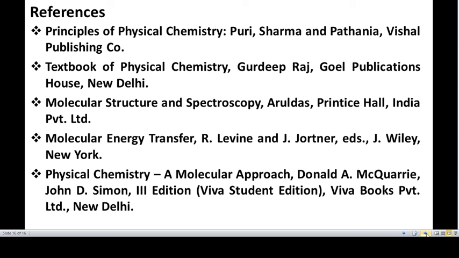You can go through these textbooks: Principles of Physical Chemistry by Puri, Sharma and Pathania, Textbook of Physical Chemistry by Gurudeep Raj, Molecular Structure and Spectroscopy by Aruldhas, Molecular Energy Transfer by Levine and Jortner, and Physical Chemistry: A Molecular Approach by Donald A. McQuarrie.